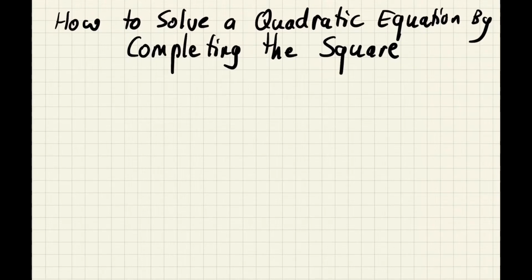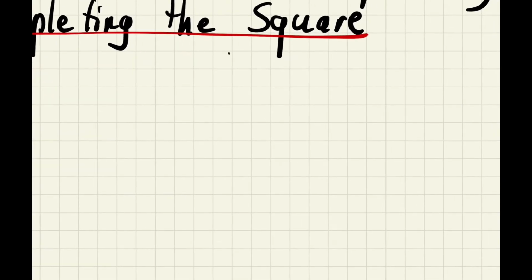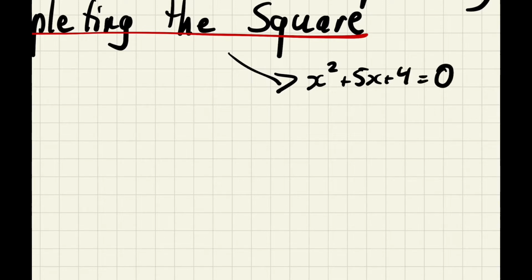In this short video, we are going to look at how to solve a quadratic equation by completing the square. So let's talk about what completing the square actually means. The whole purpose of using the completing the square method, I'll just make a brief note here, is that let's just say we have a quadratic equation, so x squared plus 5x plus 4 is equal to 0.